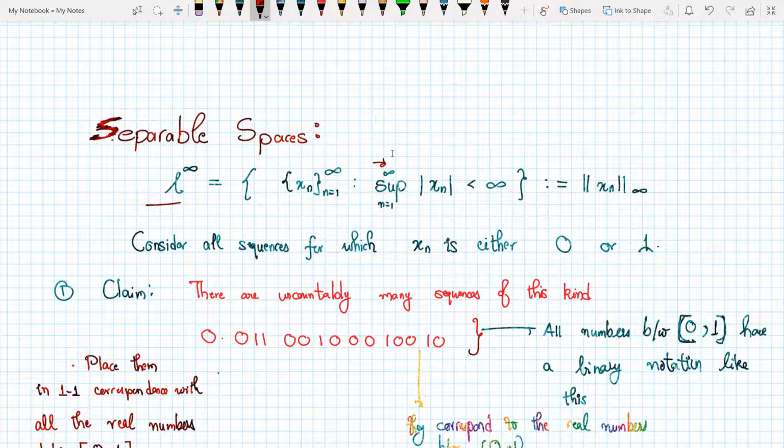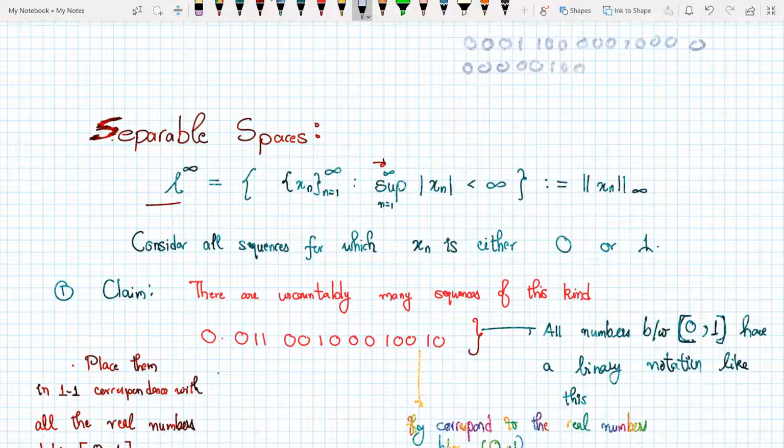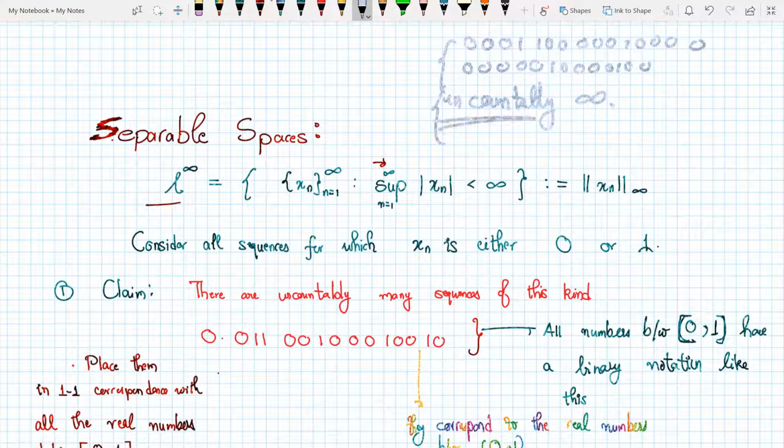Now consider all sequences for which xn is either 0 or 1. Let us write a few sequences of 0s and 1s. So 0, 0, 0, 1, 1, 0, 0, 0, 0, 0, 1, 0, 0, 0, 0. Similarly, 0, 0, 0, 0, 0, 1, 0, 0, 0, 0, 1, 0. So there are uncountably infinite number of such sequences. Why uncountably infinite? How do I know that this infinity of sequences of the kind 0, 1 is uncountable?